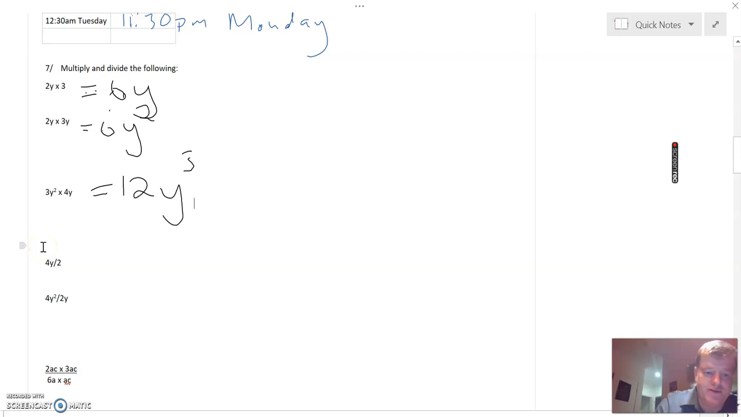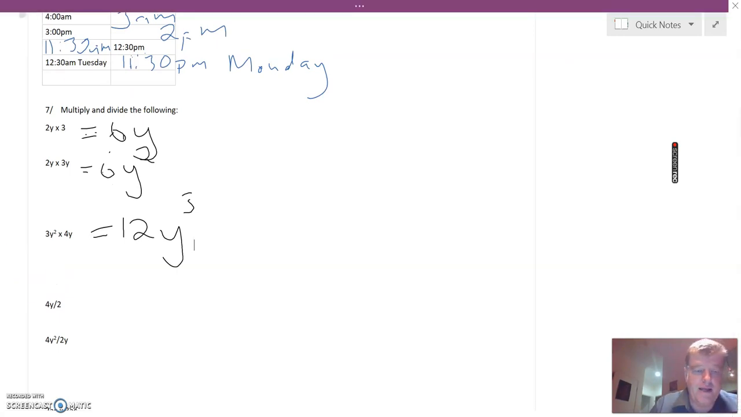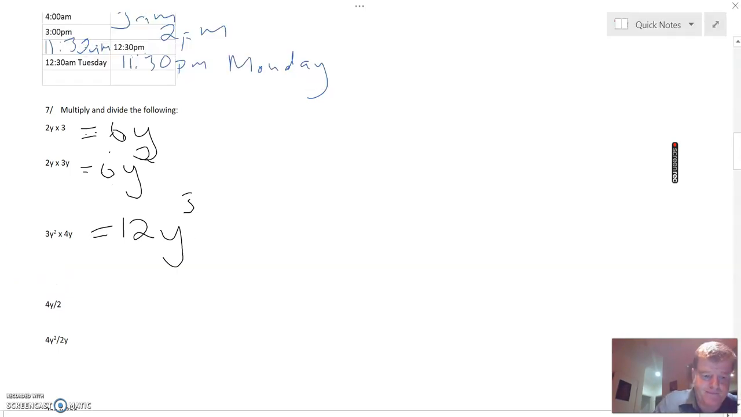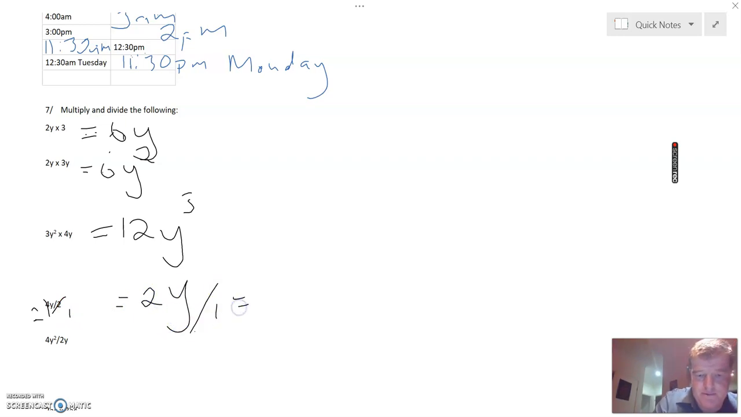The next one is a divide. 4y divided by 2. Well, they've got a common factor of 2 that we can work on here. So at the top, 4 divided by 2 equals 2. 2 divided by 2 down the bottom equals 1. So the answer is going to be 2y divided by 1, which just equals 2y.